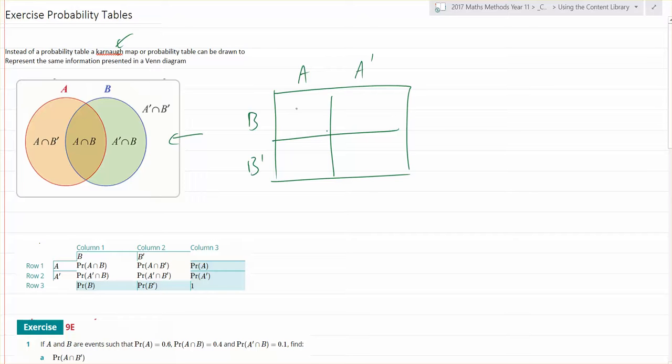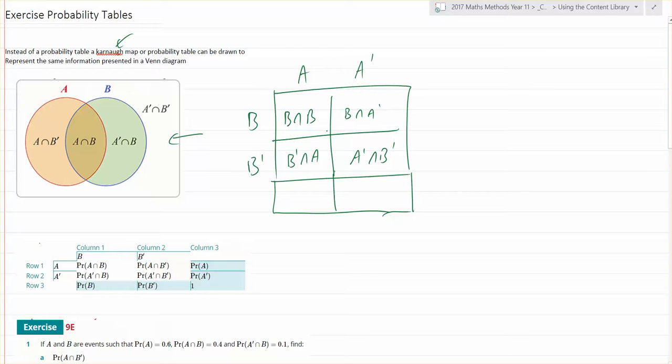The probability of A and B goes here. The probability of B intersection not A, in other words B only, goes here. The probability of A intersection not B, meaning A only, goes here, and the probability of not A and not B goes here.